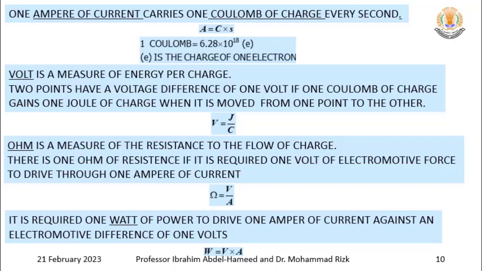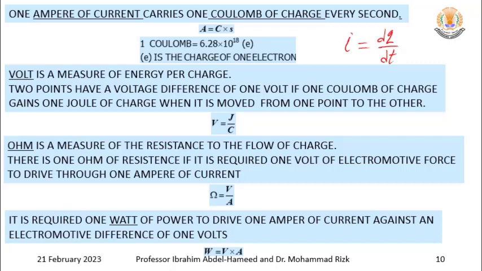Ampere. 1 ampere of current. What does it mean? We defined before that the current is the time rate of change of the positive charge. So I is dq over dt. So the current in ampere equals coulomb per second. Why? Because I is dq over dt, or you can get q by integrating I dt.